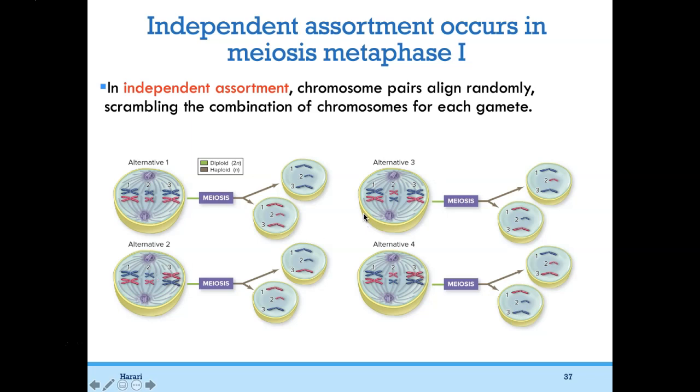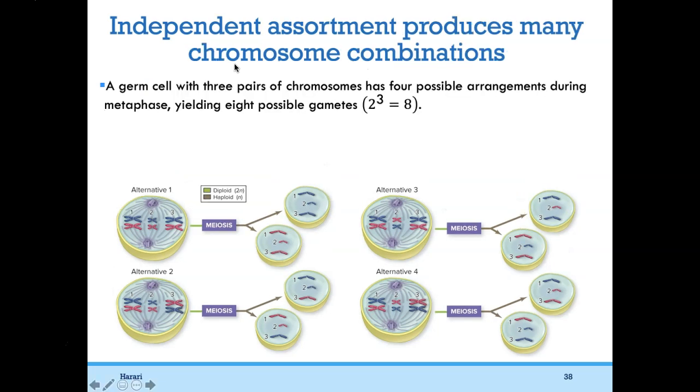You can also have 3 other alternatives, right? Depending on how mom and dad's chromosomes align at the metaphase plate. So you could have any of these alternatives, which would give you different combinations of chromatids in the gametes. So in a germ cell that has 3 pairs of chromosomes, there are 4 possible arrangements during metaphase, right? It could arrange this way, all on top versus all on the bottom. You could have the 3rd pair mismatched, the 2nd pair mismatched, or the 1st pair mismatched. So there's 4 different arrangements at metaphase.